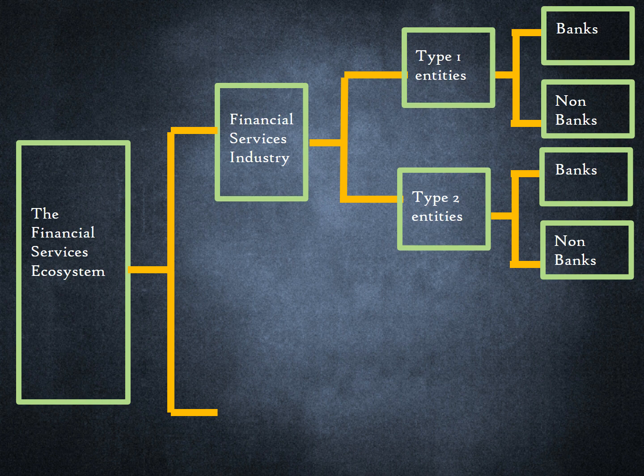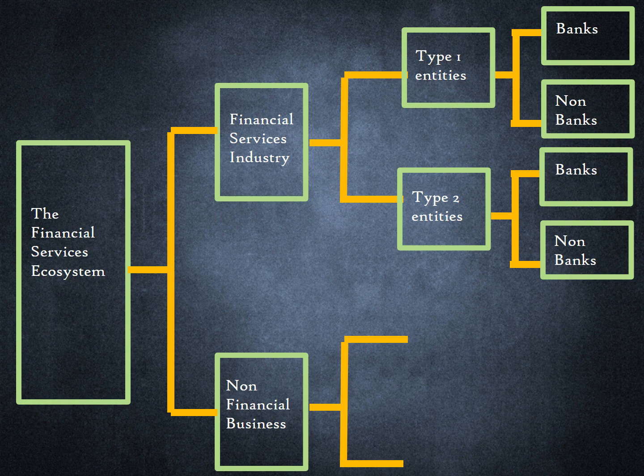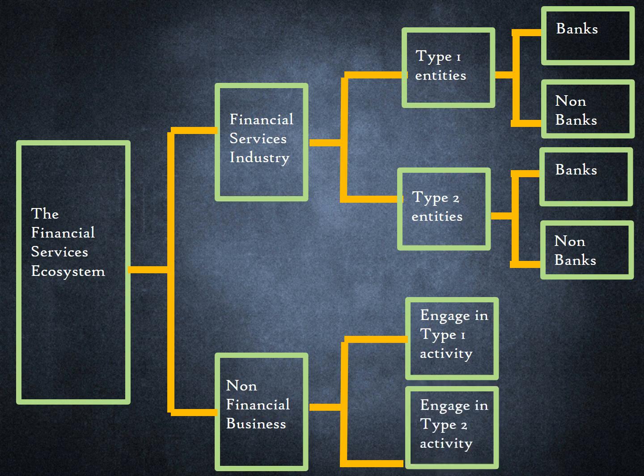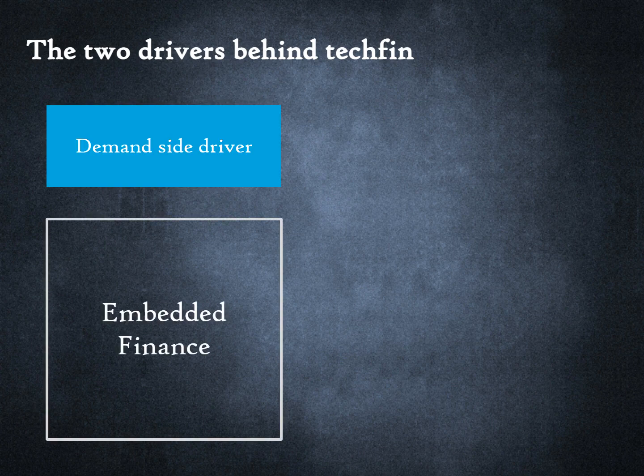Now we can add to the flowchart an additional branch consisting of non-financial businesses. They can engage in Type 1 activity by providing a financial product, often in collaboration with a participant from the financial services industry. They could even engage in Type 2 activity. However, we would not designate these entities as Type 1 or Type 2 entities because they do not make the majority of their revenues from these activities. What caused the entry of technology-driven non-financial businesses into the financial services space? We will hone in on two important reasons. 1. On the demand side, embedded finance creates greater demand for these services.